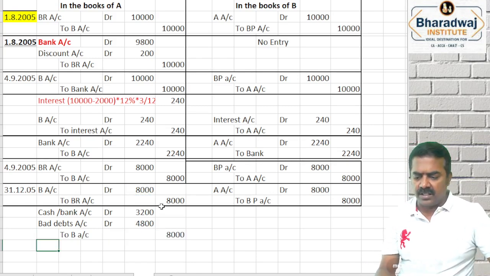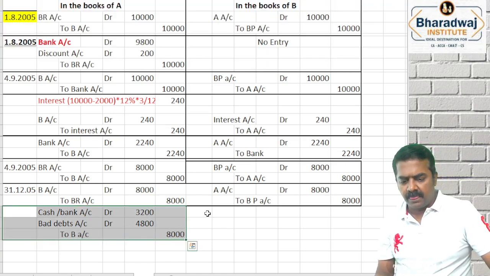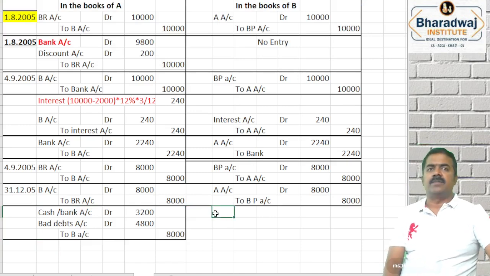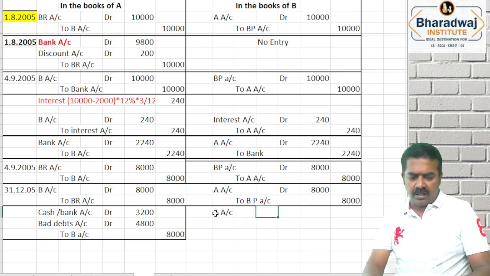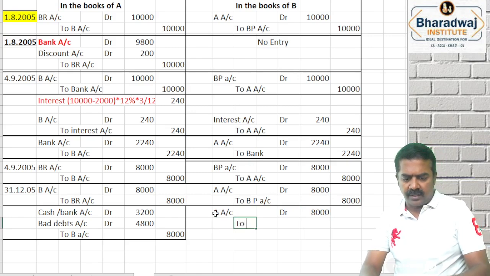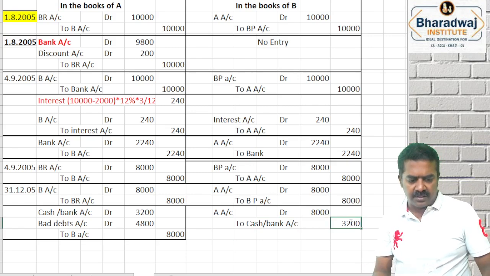In the receiver's book it is called bad debts. How is it named in the payer's book? In the payer's book, how is it named? Deficiency. What is the entry we will pass? A account debit 8,000 to cash or bank account 3,200. The unpaid amount will be called deficiency.